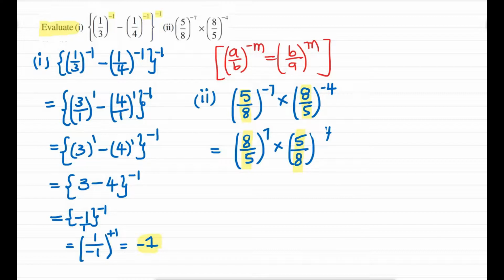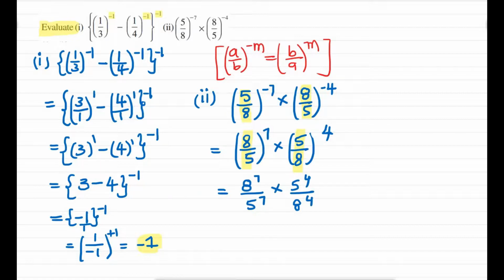This is positive 4, already we have changed now, so plus 4. So powers are being changed as positive. Now simplify that. This is equal to 8 to the power of 7 by 5 to the power of 7 into 5 to the power of 4 by 8 to the power of 4.